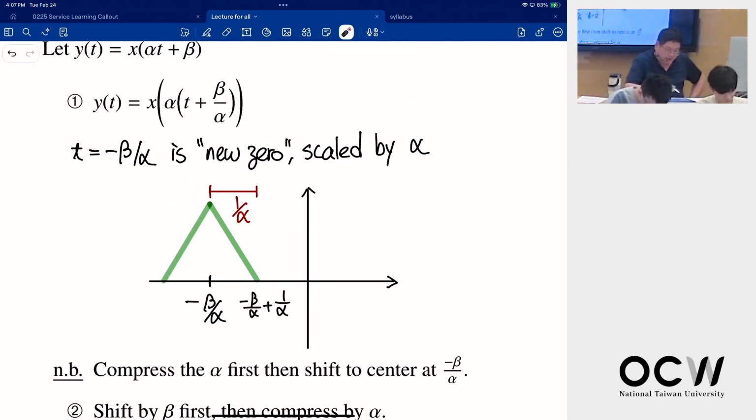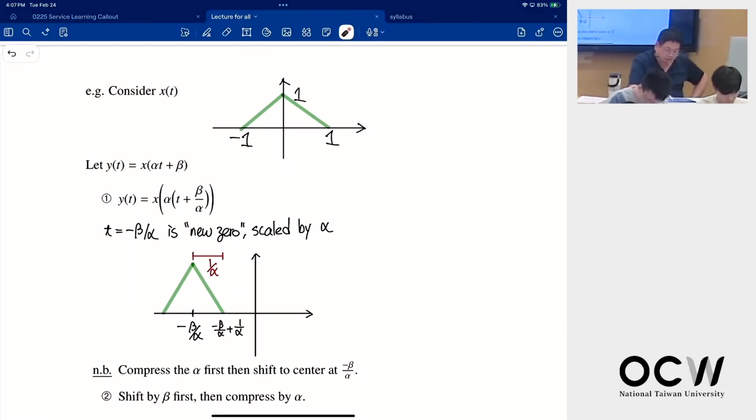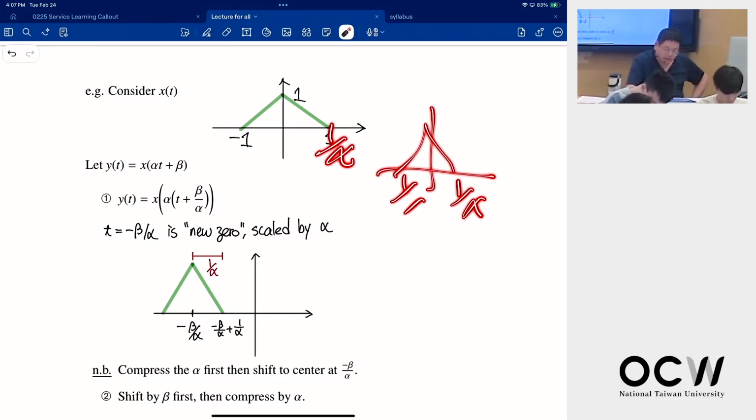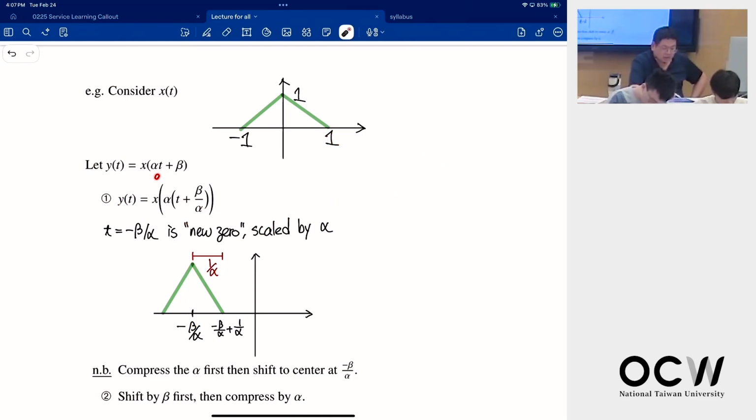In this case, we said this is like I do the compress. We compress by alpha first and then we shift. Right? It's like I compress by alpha, so 1 over alpha, 1 over alpha, and then I shift to the left. So I shift this to the left. This is kind of like my new 0. So the first way you can do that is to compress, then shift. You can also shift first, then compress.